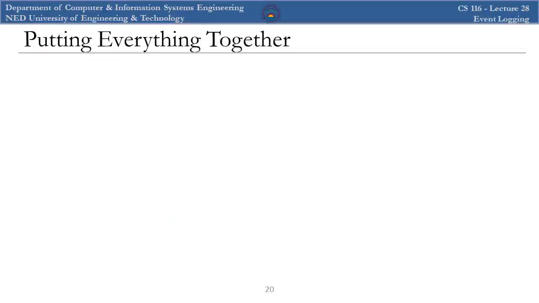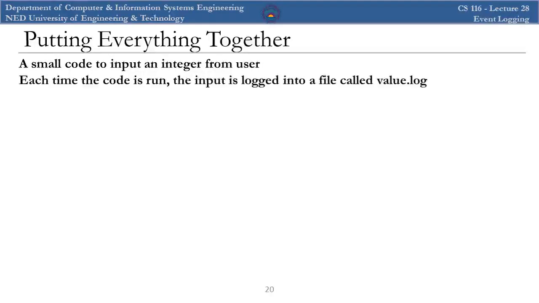Now let's see a very quick example to put everything together. Here I'll simply input an integer from the user. I'll write a very simple small code to input an integer from the user, and whatever the user inputs, I'll simply log that value into a log file called value.log. That means the value that the user enters will be logged along with time and date information, and if some exception occurs, that will also be logged into this file.